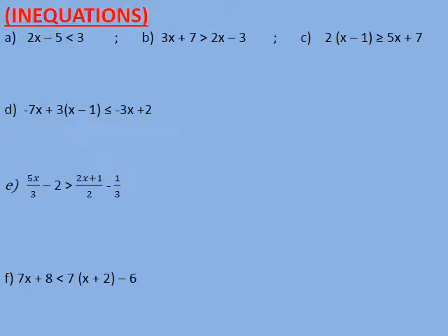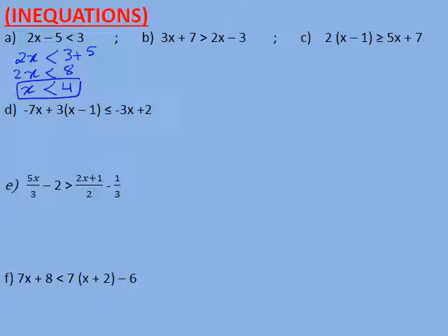Now we are going to solve inequalities. Start with the first inequality: 2x minus 5 less than 3. 2x is less than 3 plus 5. 3 plus 5, 2x is less than 8. We divide both sides by 2. 2x divided by 2 is x. When we divide by a positive number, the sign is preserved. 8 divided by 2 is 4. So this is the solution of the inequality.